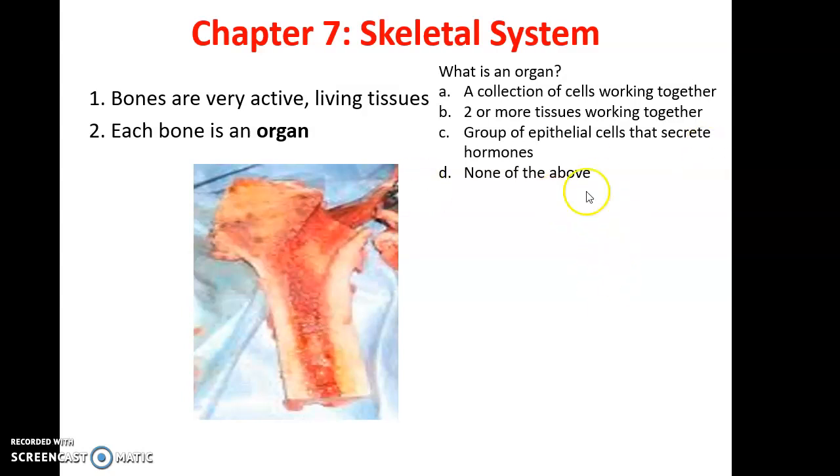So what is an organ? A, a collection of cells working together. B, two or more tissues working together. C, groups of epithelial cells that secrete hormones. Or D, none of the above. Well, I hope you said it was B. That's right. Two or more tissues working together for a common purpose makes up an organ.